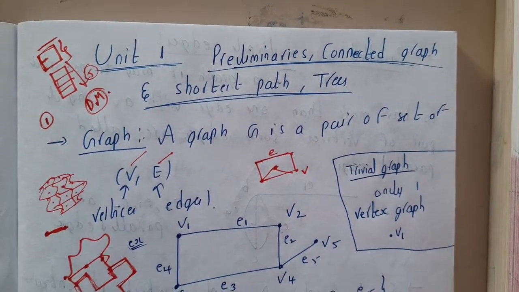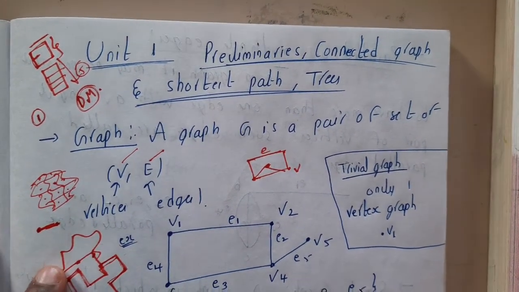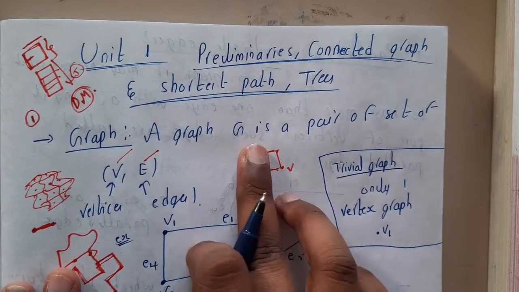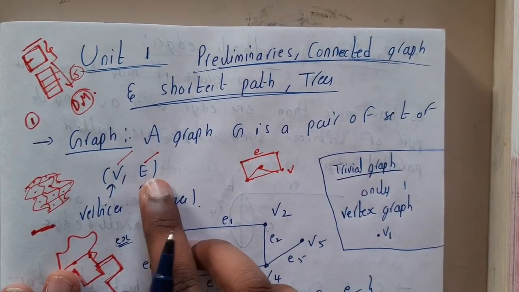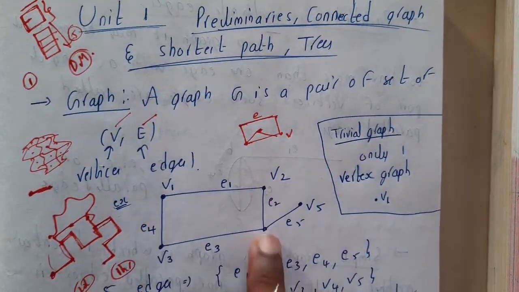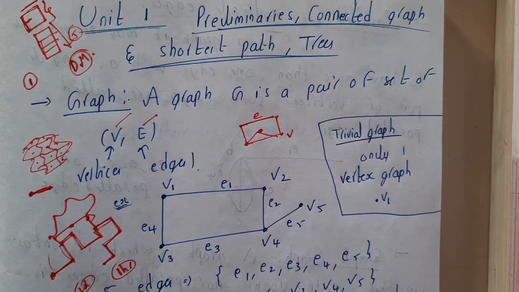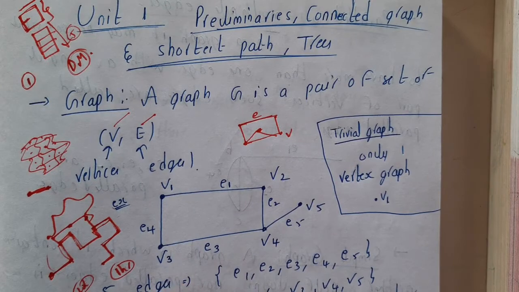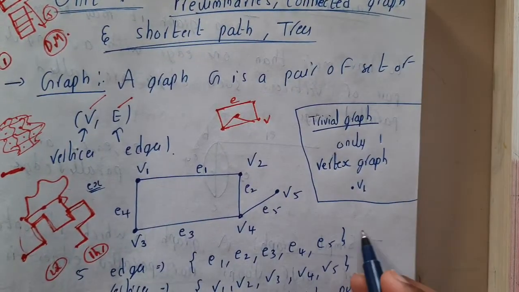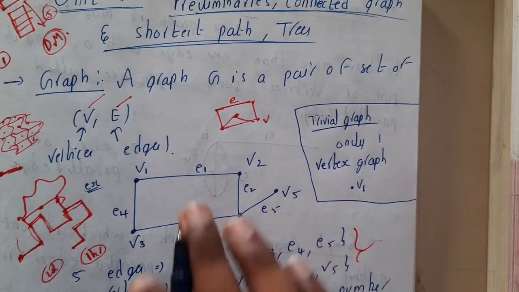So I just discussed some applications. A graph is a pair of a set of vertices and edges. It will be in this way: a simple graph. V1, V2, V3, V4, V5 are nothing but vertices. E1, E2, E3, E4, E5 are nothing but edges. So this is a graph.